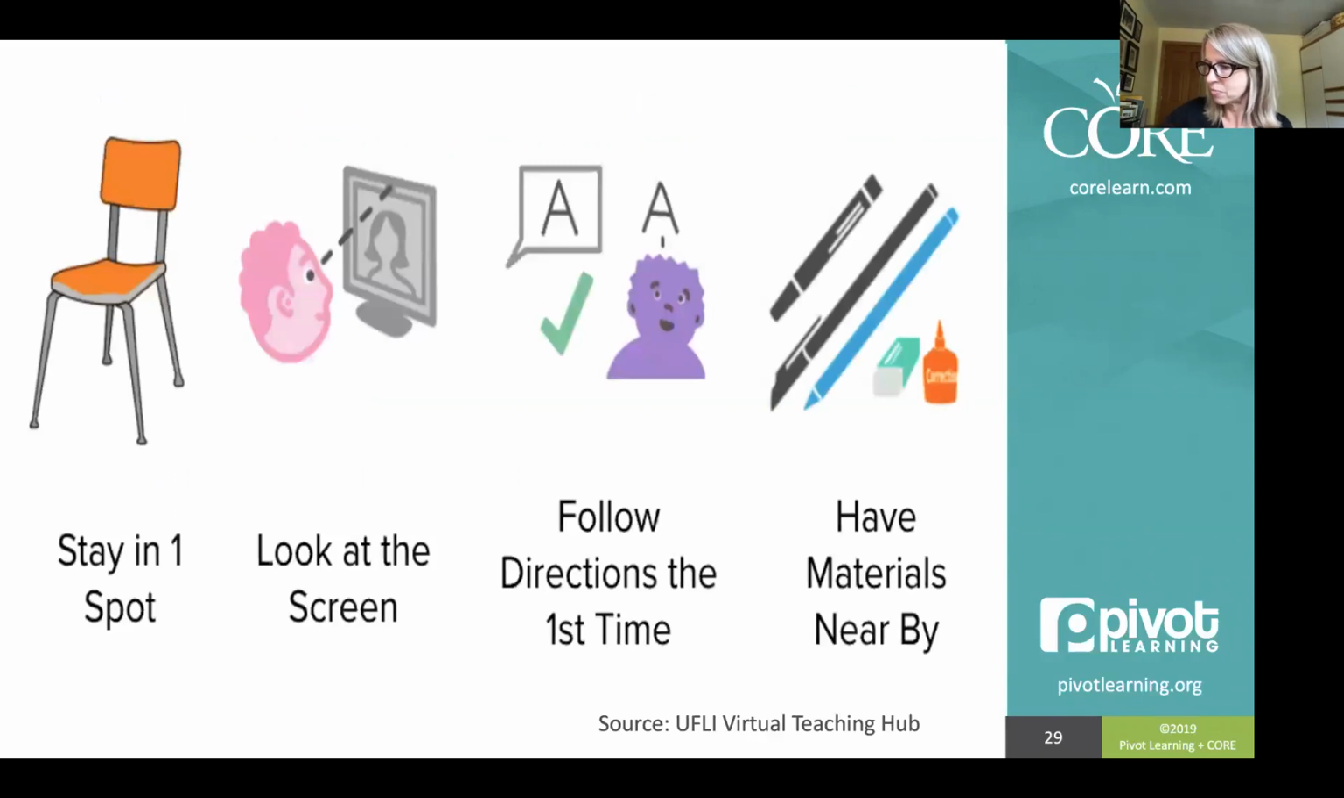Here is an example of behavioral expectations that Margaret shares with her first grade students. And the images, she likes to use this visual to help students learn these behavioral expectations. And these images came from the UFLI site. But here, the same behavioral expectations we just talked about: stay in one spot, look at the screen, follow directions the first time, and have materials nearby. So Margaret can display these behavioral expectations at the beginning of each lesson as a way to get started off on the right track.